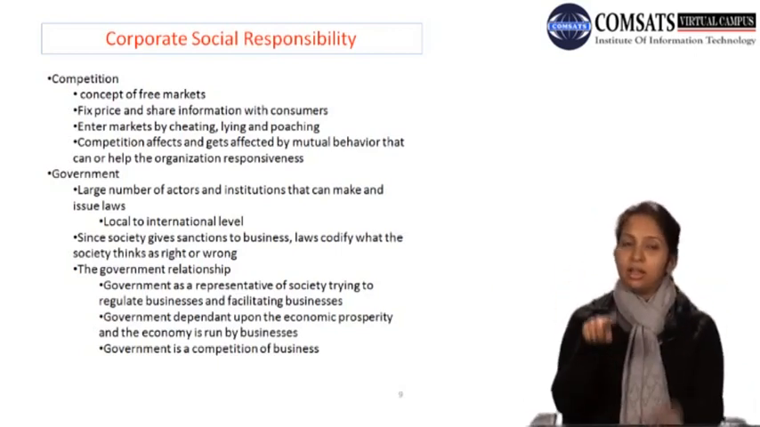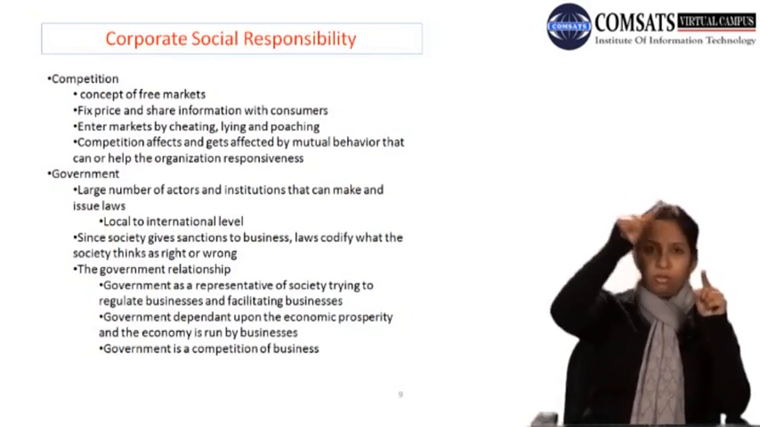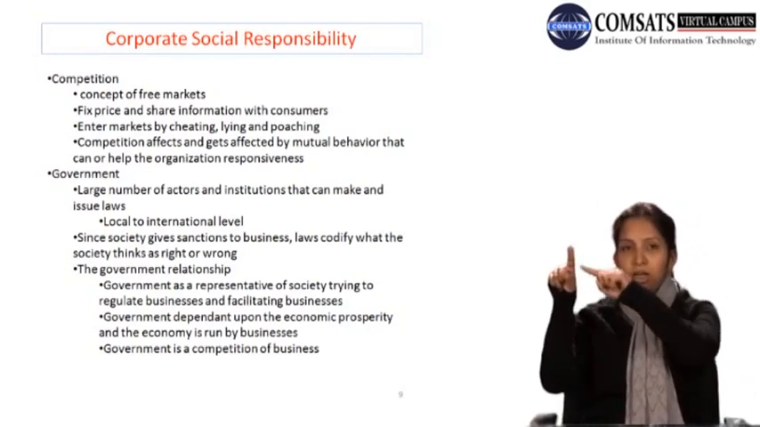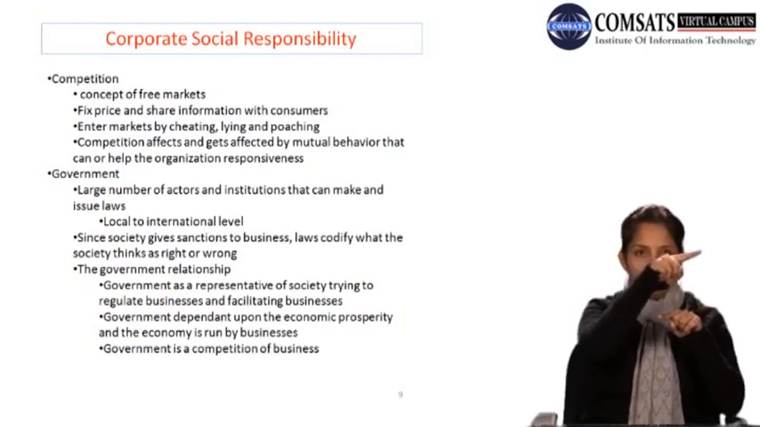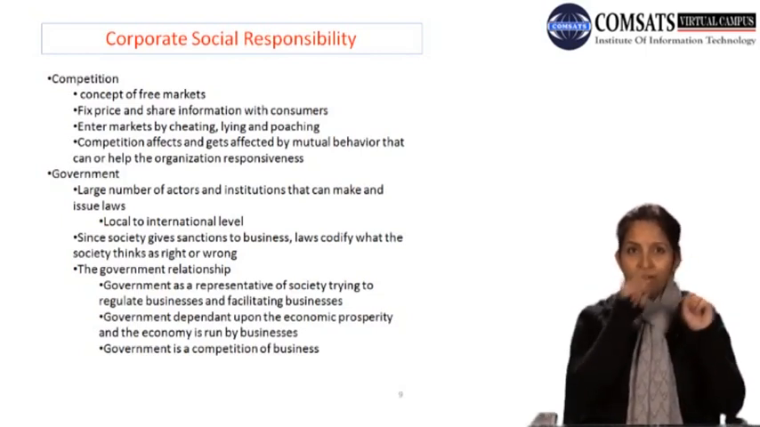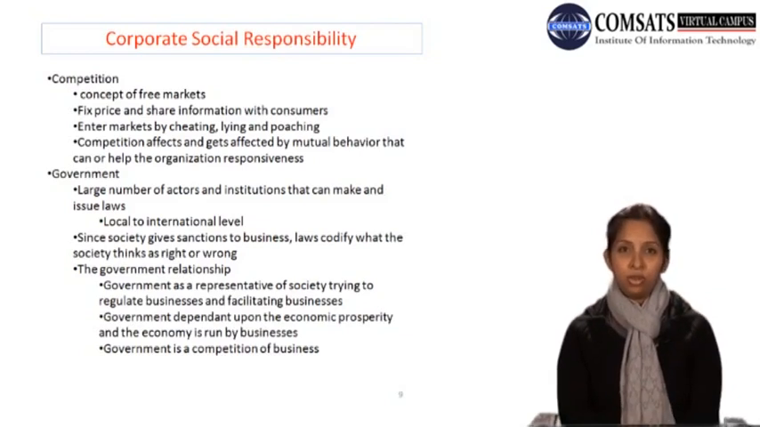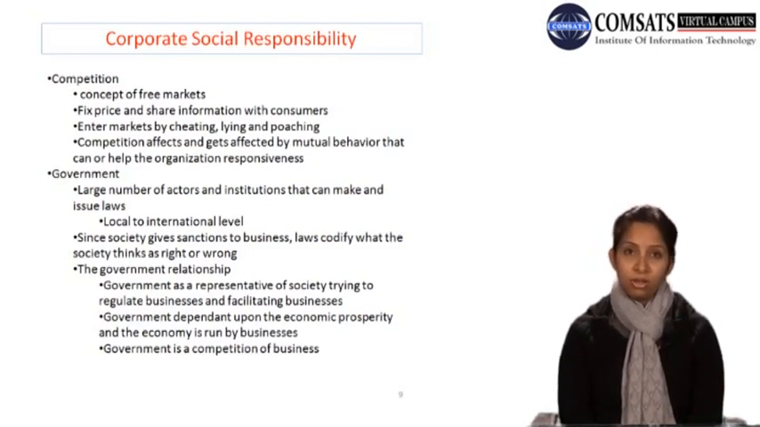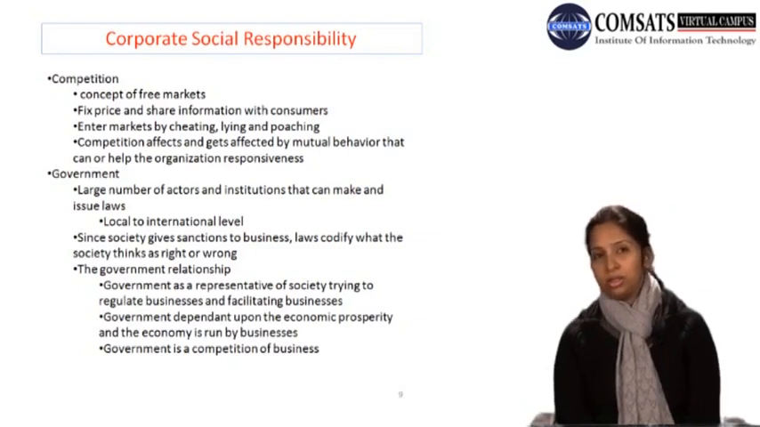So again a cycle. Government is going to be good if the economy is going to be good. The economy is being run by businesses. That means that the government and the businesses are related to each other or have a relationship with each other. So that means ki sirf ye nahi hai ki businesses jo hain wo government ke baghair nahi chal sakte. It works the other way around as well. There's another side to the picture as well. The government can also not survive without businesses. So that is why corporation or government ka jo relationship hai wo bahut strong ho jata hai. And then sometimes government is also a competition for businesses as well.